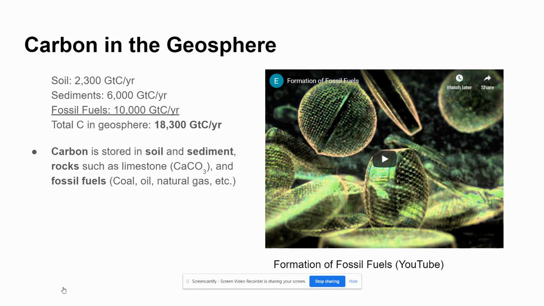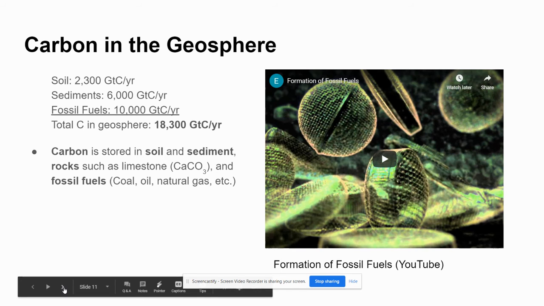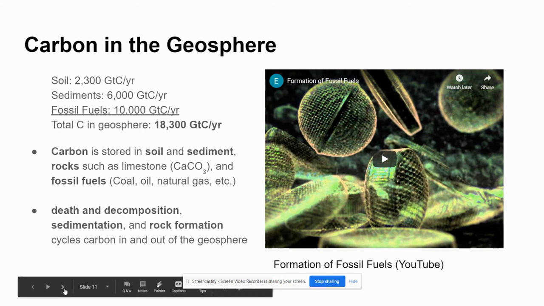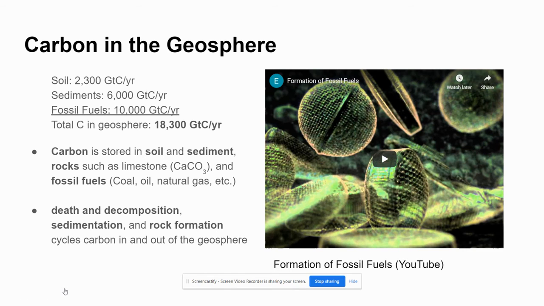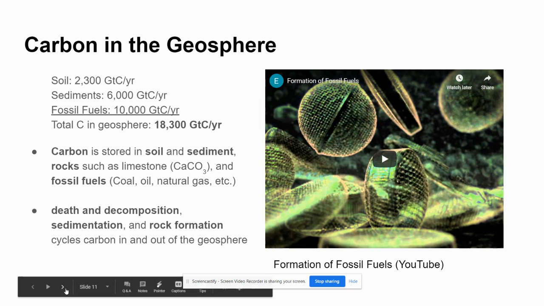Carbon is stored in the form of soil and sediments in the geosphere, rocks such as limestone, which is made up of calcium carbonate, and fossil fuels, which are coal, oil, and natural gas. Death and decomposition, sedimentation, and rock formation cycle the carbon in and out of the geosphere. So, how these fossil fuels are formed and how they go into the geosphere, for that, I have a small video for you here, which you can watch and understand more of the entering of the carbon in the geosphere.